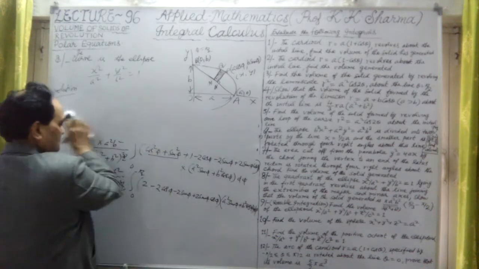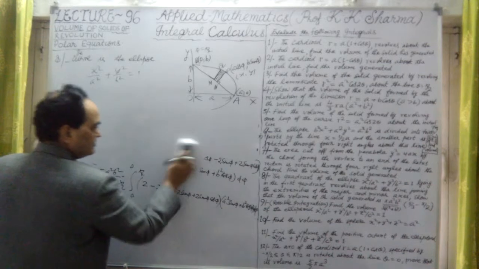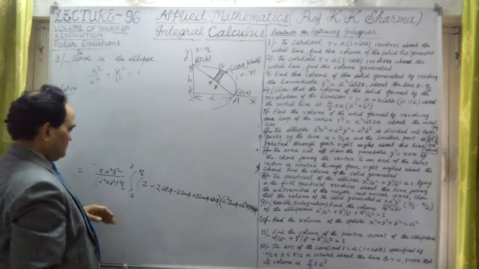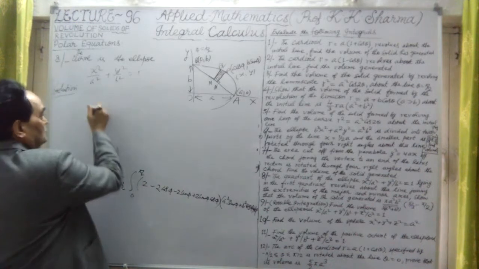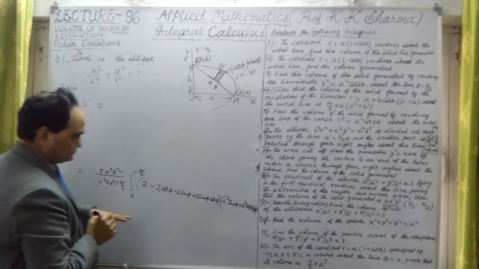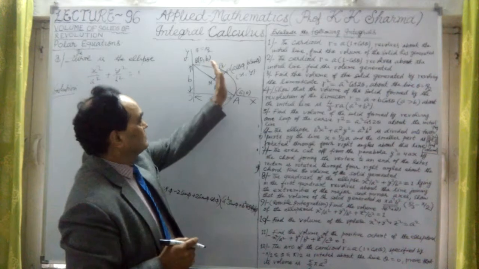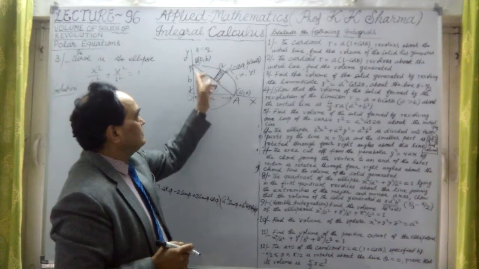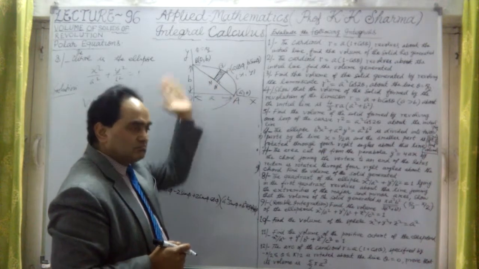So we obtain here, let me leave only this one. This is the value which we have to solve. Therefore, volume is equal to... they are calculating the volume of this solid which is generated by revolving this arc APB around line AB, like this.